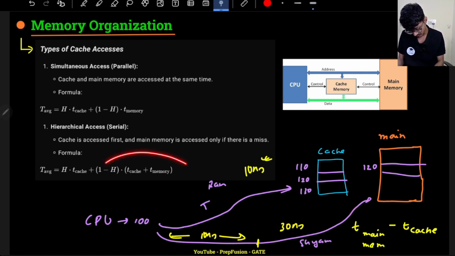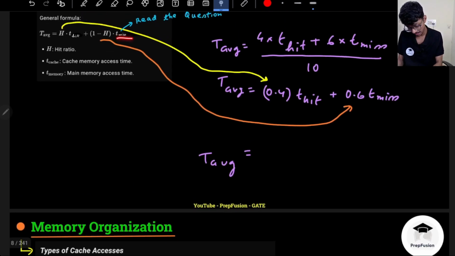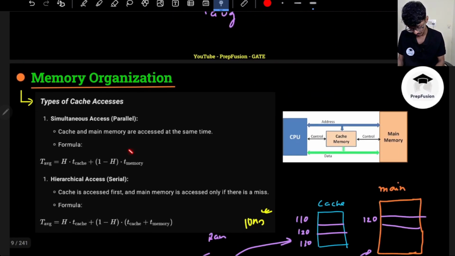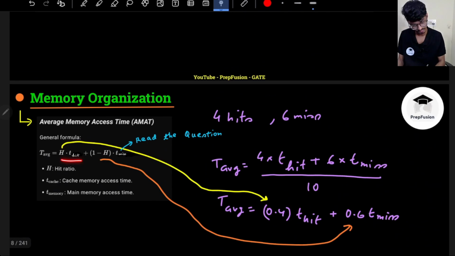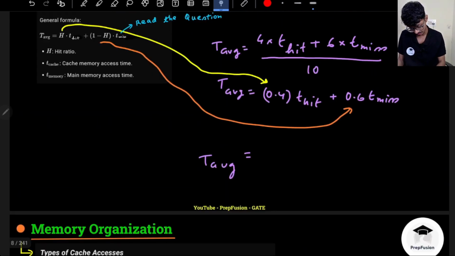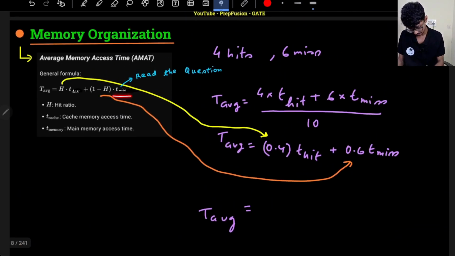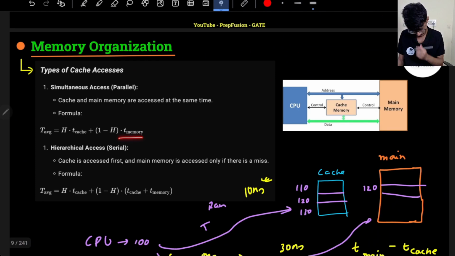I will tell you what the difference is in serial access. So here this will be T memory. T miss will be T memory here. Generally the T hit is equal to the cache memory time only, but T miss can be anything.